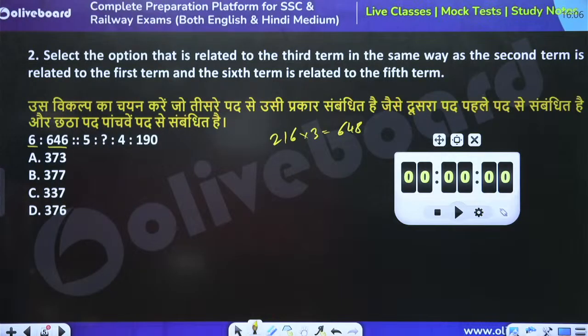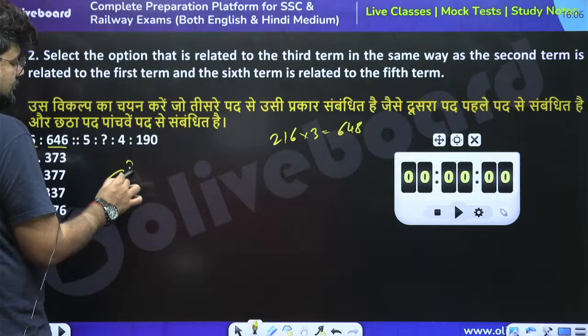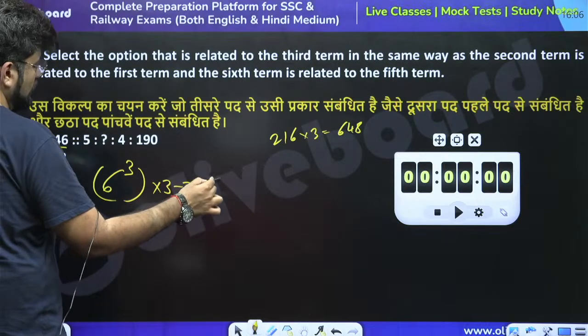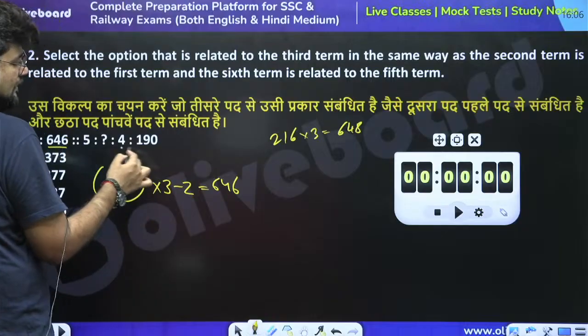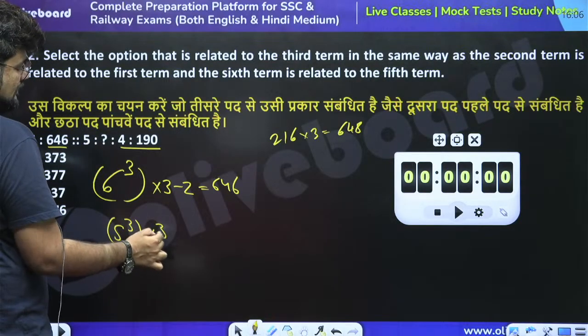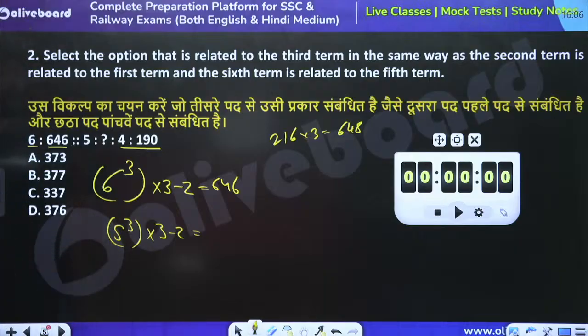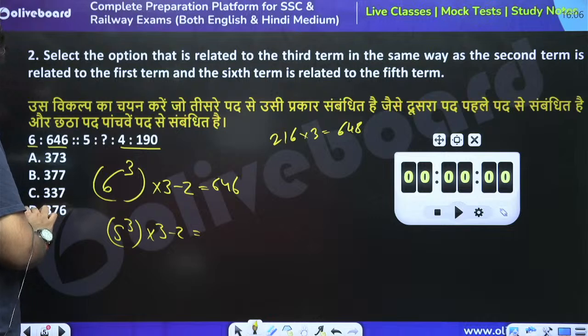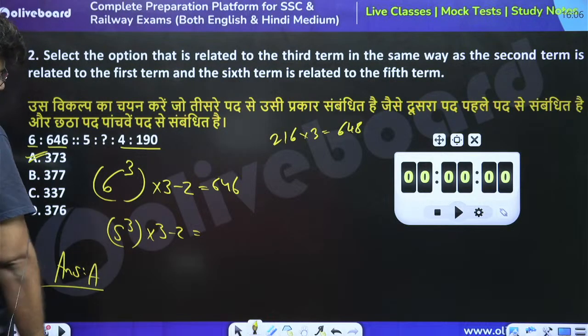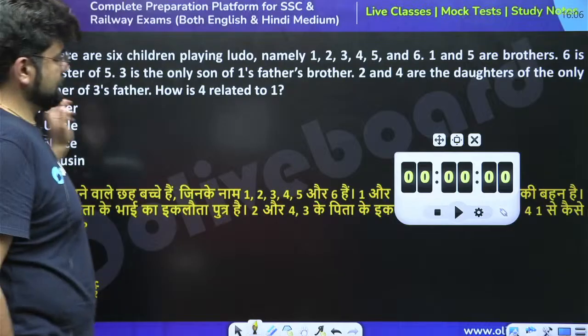Correct, Argamita, very good. So the logic happening here is 6 cube is being multiplied by 3 and we are subtracting 2 from it to get 646. Same is happening here. So from 5 cube, if you multiply it by 3 and subtract 2, 125 into 3, so it's 375 minus 2, 373. Option A is the correct answer. Okay, next.